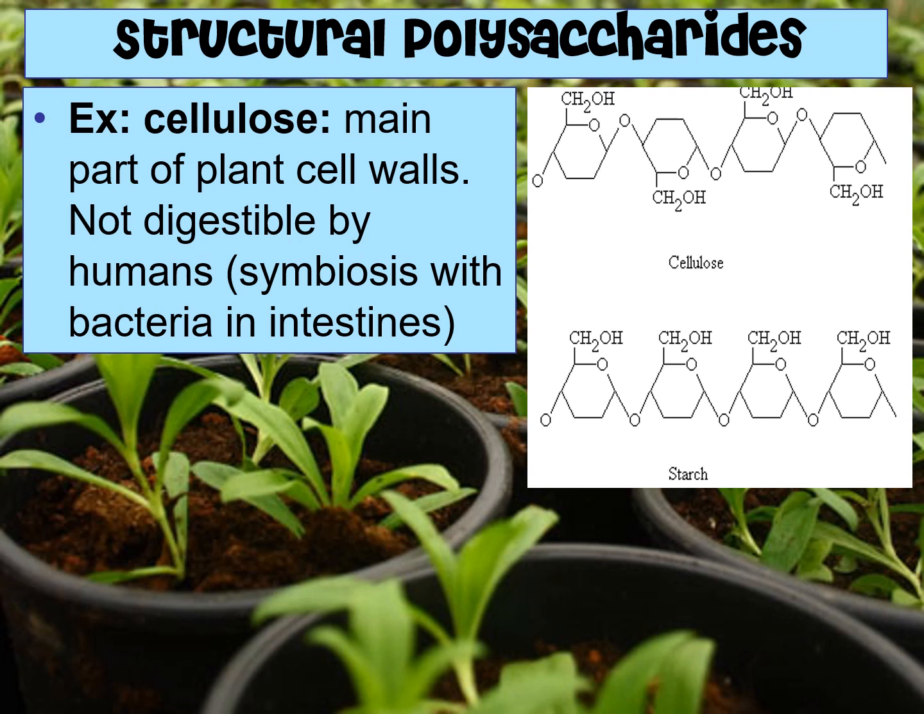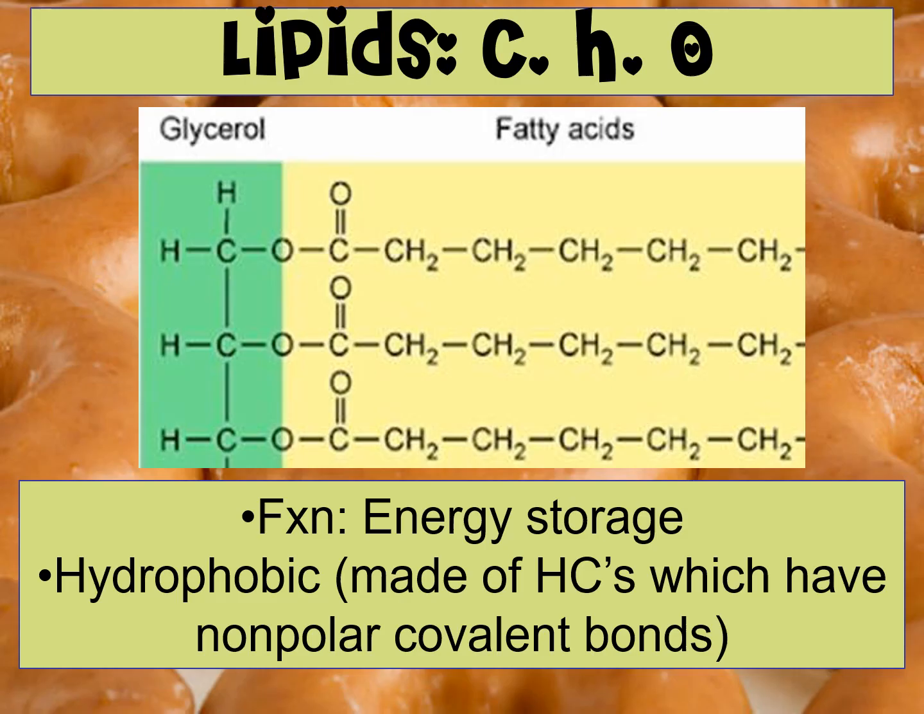And there are structural polysaccharides. So structural polysaccharides are ones that you find in the support structures of systems. So a good example of this is cellulose. Cellulose is a structural polysaccharide found in plants, but what's really interesting is humans, when we eat this cellulose, we cannot digest it. We have a symbiosis with bacteria in our intestines to help us break it down because we lack the enzymes to do so.